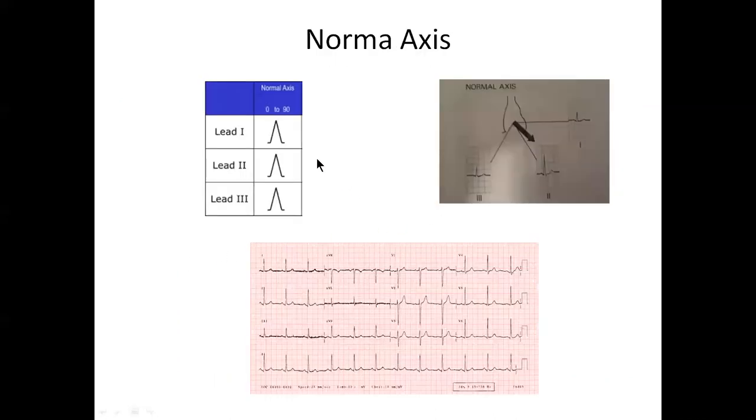So if the QRS complex is upright in lead 1, 2, and 3, so it's up, up, up, that is a normal axis. Okay, so this is a real life ECG. So you look at up, up, up, and you say the axis is normal.